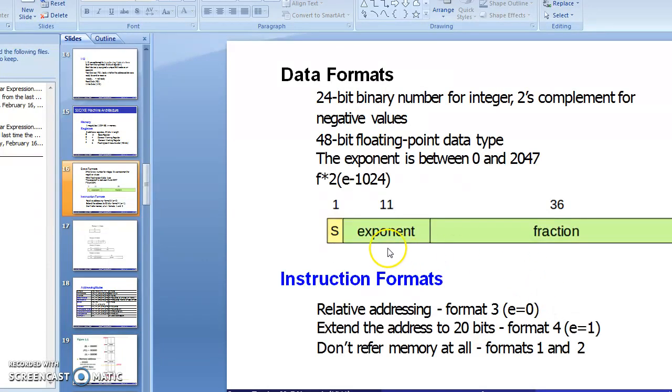Before that, we are going to take the data format. The data format is only different for the floating point number. The remaining are the same. Integers use 24-bit binary numbers, and negative values use 2's complement representation. Then 48-bit floating point. The floating point is divided into 3 fields. The first is the sign bit, which is 1 bit. Then the exponent is 11 bits. Then the fraction is 36 bits. In total, 48 bits for the floating point value.